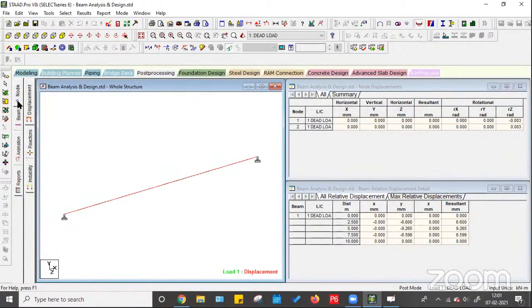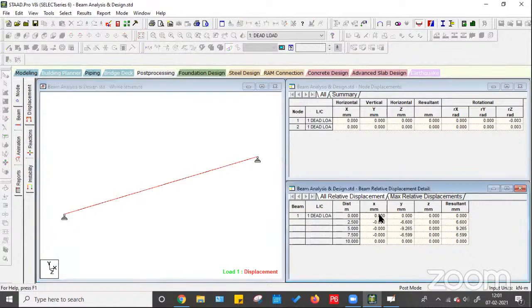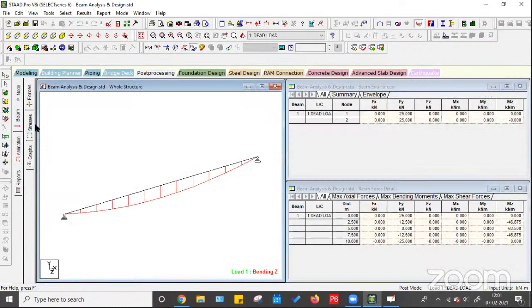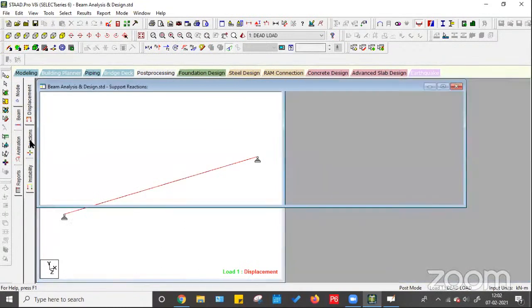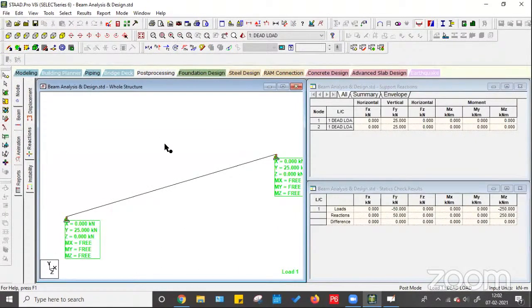So here, this is beam displacement. Obviously, you'll not see any displacement at the ends. You can see it is zero at the ends. But at the center, you are seeing some displacement, 9.265. But that's the deflection. But I'll come to that. Here in node, you have reactions as well. So these are the reactions, if you remember. I'll just change it to front view. So 25 and 25, both are 25 kilonewton.